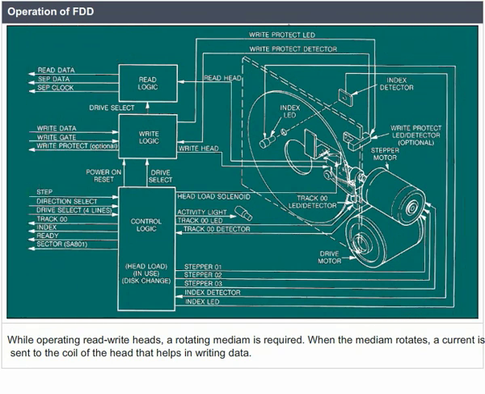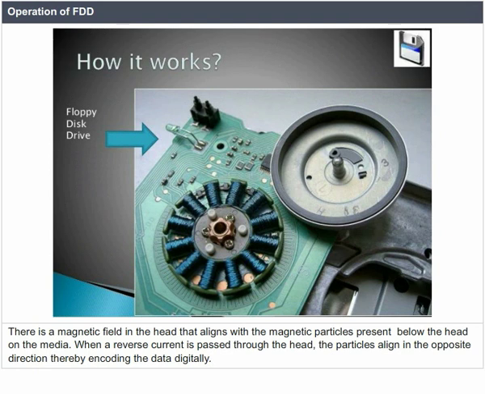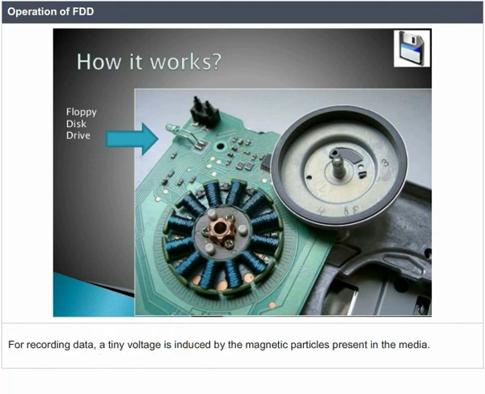When the medium rotates, a current is sent to the coil of the head that helps in writing data. There is a magnetic field in the head that aligns with the magnetic particles present below the head on the media. When a reverse current is passed through the head, the particles align in the opposite direction, thereby encoding the data digitally. For reading data, a tiny voltage is induced by the magnetic particles present in the media.